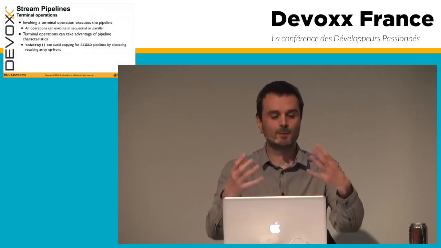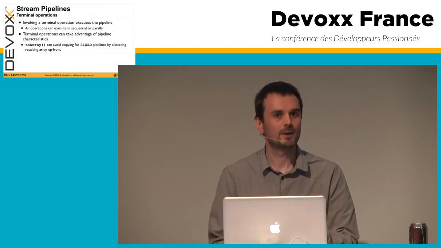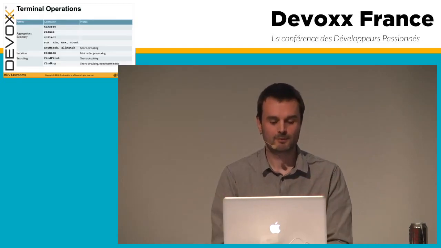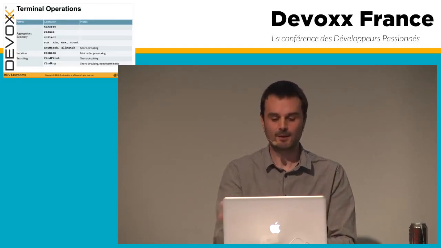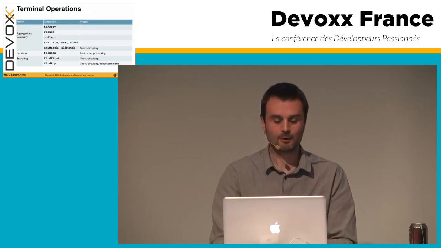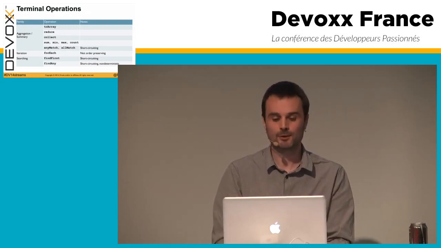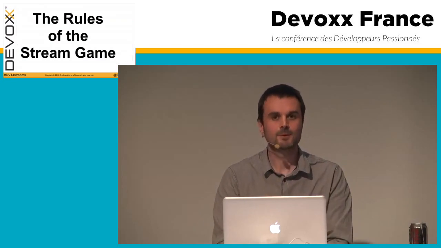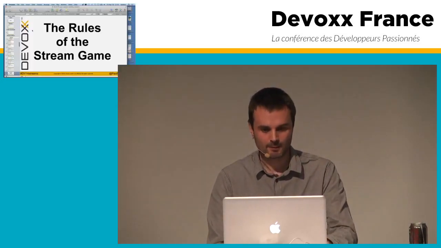And there's a bunch of terminal operations. I showed a few with collect and reduce. They have a bunch of characteristics, like limit would be a short-circuiting operation, as would be something like any match or all match, or find me the first or find me any. Okay, let's go a bit into the rules of the streams game and go back to the IDE.